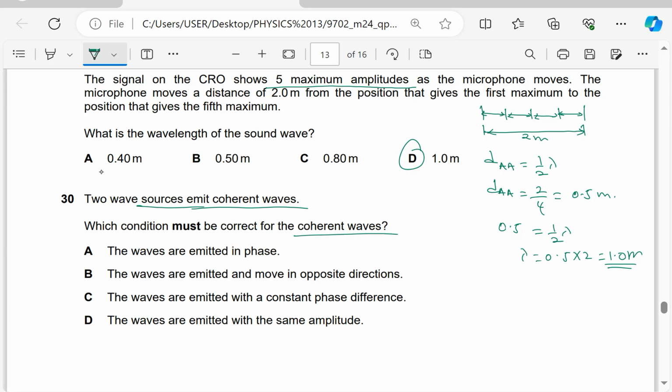The waves are emitted in phase. The waves are emitted and move in opposite directions. The waves are emitted with a constant phase difference. So the answer is C. Coherent waves maintain a constant phase difference.